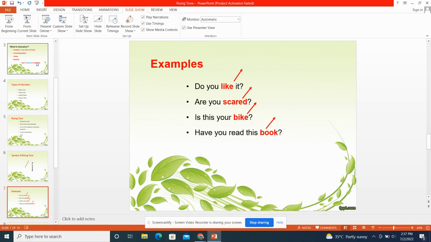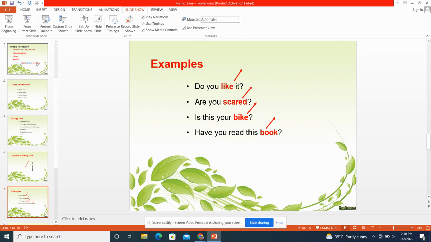So let's see some examples here. Do you like it? If I say it flat, it doesn't make sense or cannot be understood properly. Instead, I'll say it like this: Do you like it? Are you scared? Is this your bike? I'm giving stress on the particular word which I want to communicate, which I want to share. That word we have to stress, and we have to raise our voice at the end of the sentence. This is called rising tone.